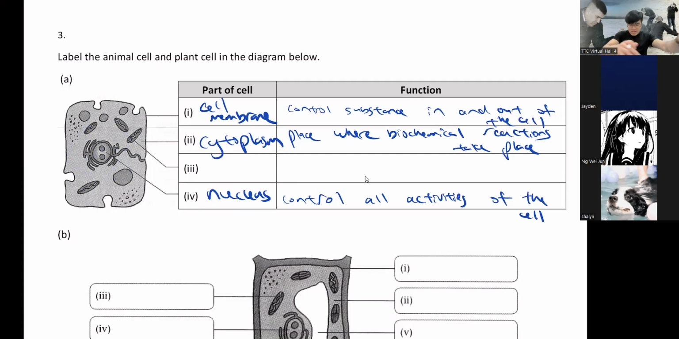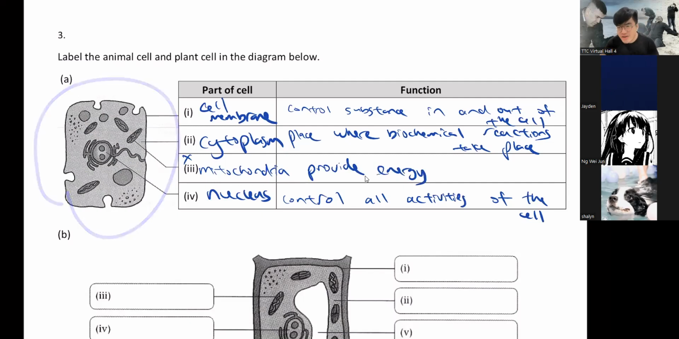Okay, so next, what is number 3 here? This is not in your syllabus, but some schools will teach. So what is this? This is what we call a mitochondria. Okay, mitochondria. You can put a cross here because it's not really important for your level. So what's the function of mitochondria? Mitochondria is to provide energy.